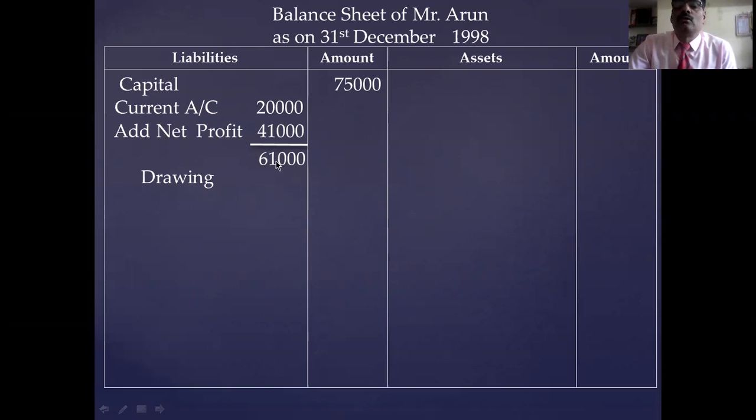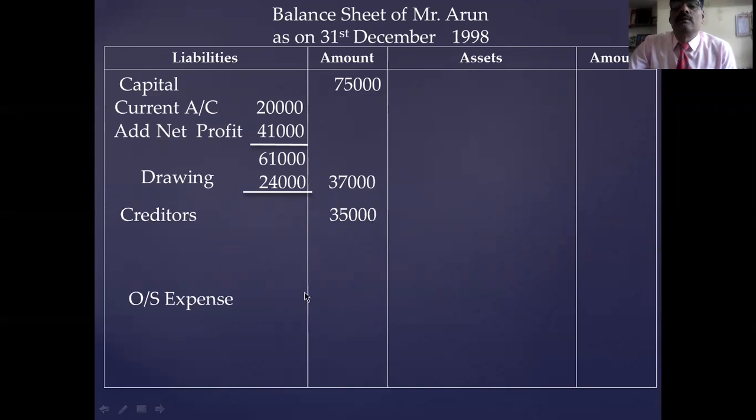61,000 is the total. Total drawing is 24,000. 24,000 means 10,000 from cash book and 14,000 from bank account. Total is 24,000. You deduct it. Current account balance 37,000. And next you take the account balances. Creditor account balance is 35,000. Then outstanding expense in the P&L account is 2,000.